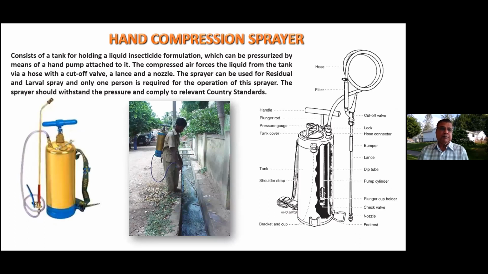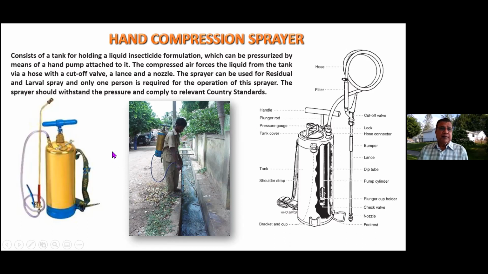This is hand compression pump. Consists of a tank for holding liquid insecticide, which is pressurized by means of hand pump. See, this is a hand pump here, where the individual pumps it and pressurizes it. The compressed air forces the liquid from the tank via hose. You can see here, via hose to a cut-off valve, a lance, and a nozzle. The sprayer can be used for residual spray and larvicide. This can be used for both, for residual spray and larvicide, and only one person is required. So the manpower, you reduce it to only one person per pump.